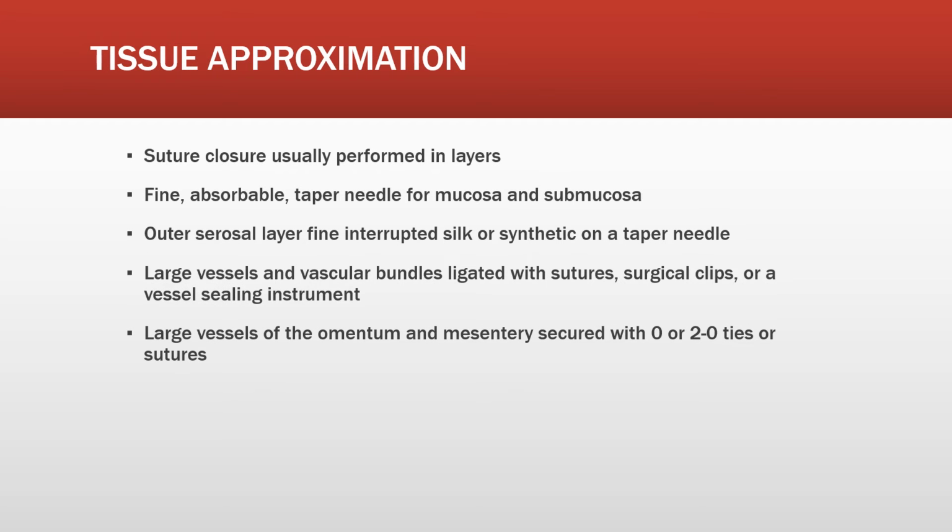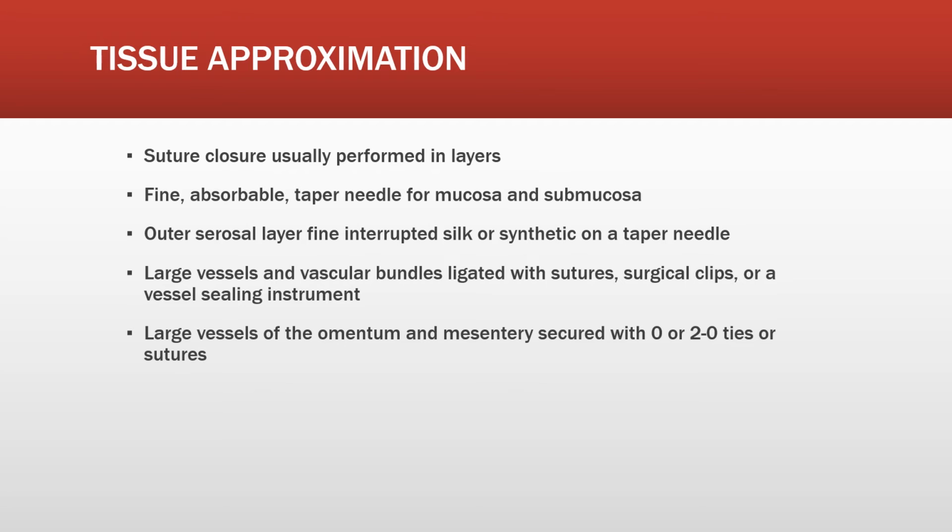And just a little bit of tissue approximation here. Suture closure is usually performed, as we know, in layers. Fine absorbable taper needles are used for mucosa and submucosa. Silk or synthetic is going to be used on our serosal layers, also on a tapered needle. Remember, these are delicate tissues, so we want to use a fine tapered needle.